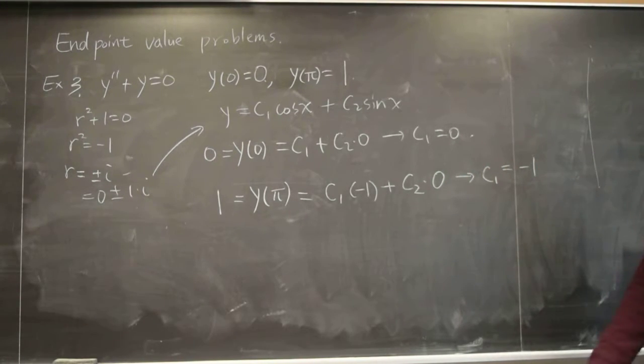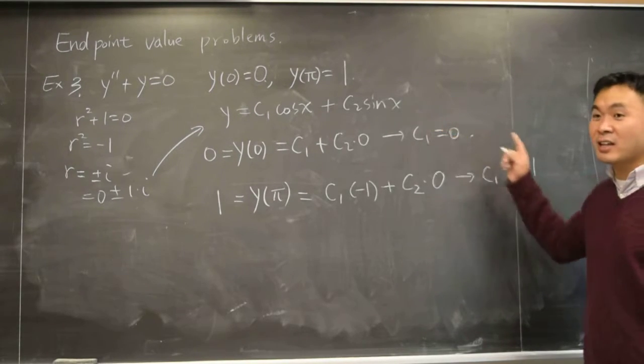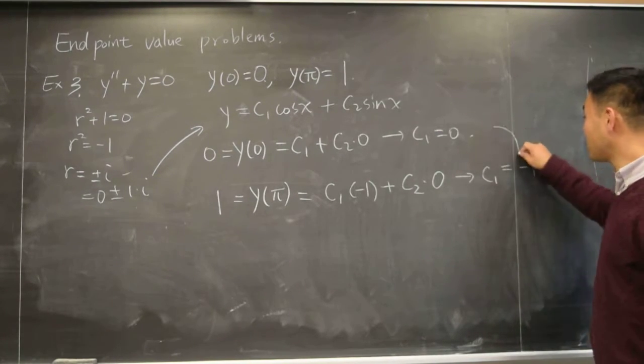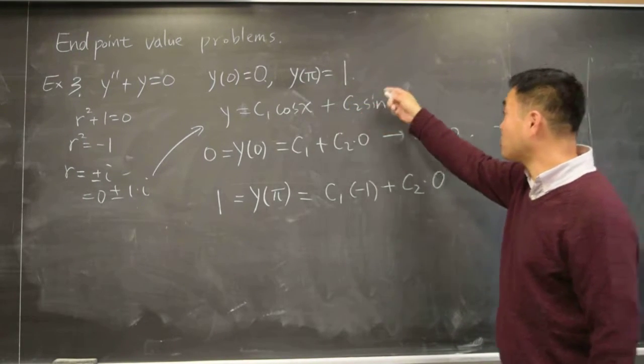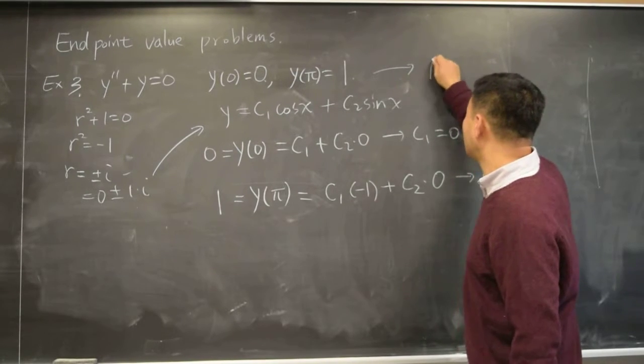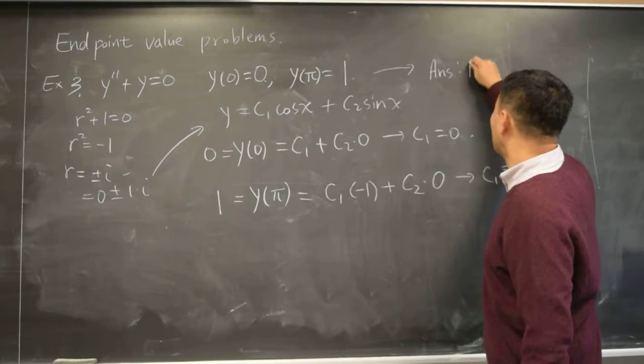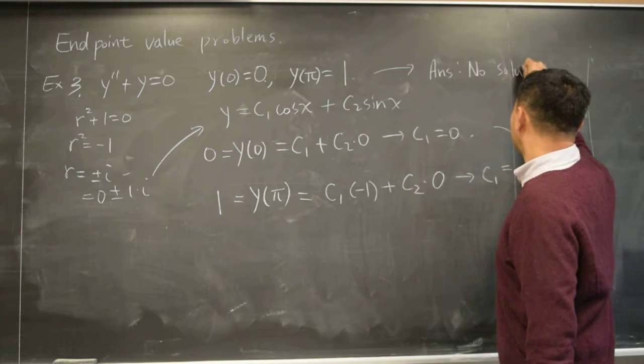Okay. So what does that mean? What's the conclusion? You have two answers. There is no answer. Because c1 cannot be both 0 and negative 1, this cannot be worked out. Therefore, this endpoint value problem does not have any answer. So this one, the answer is no solution.